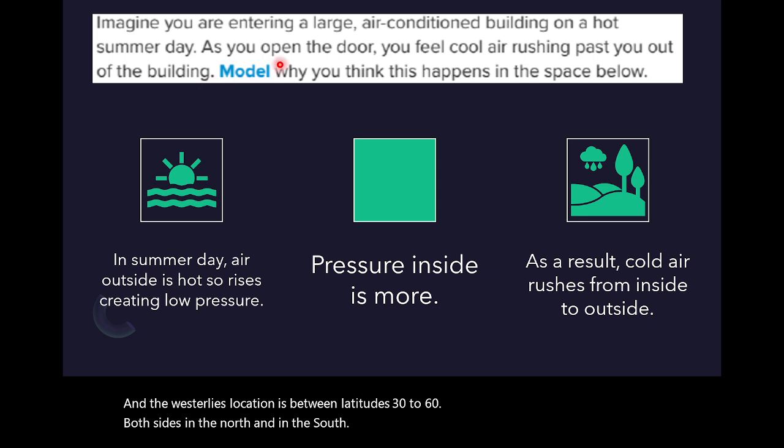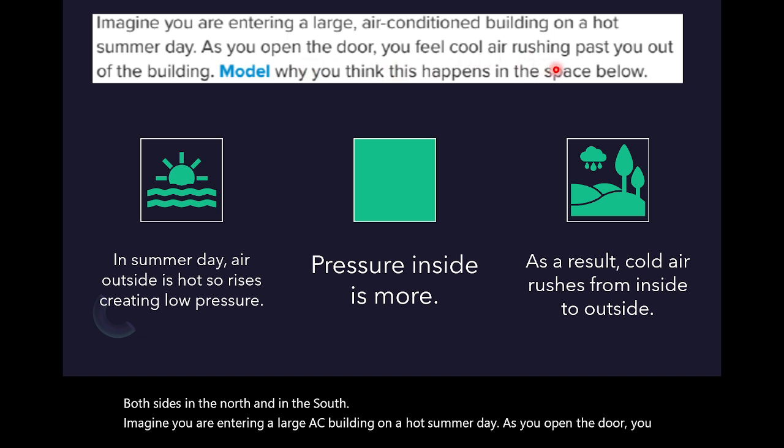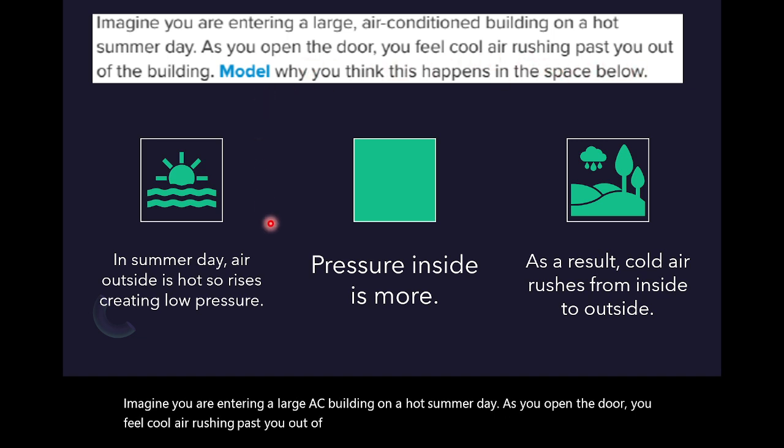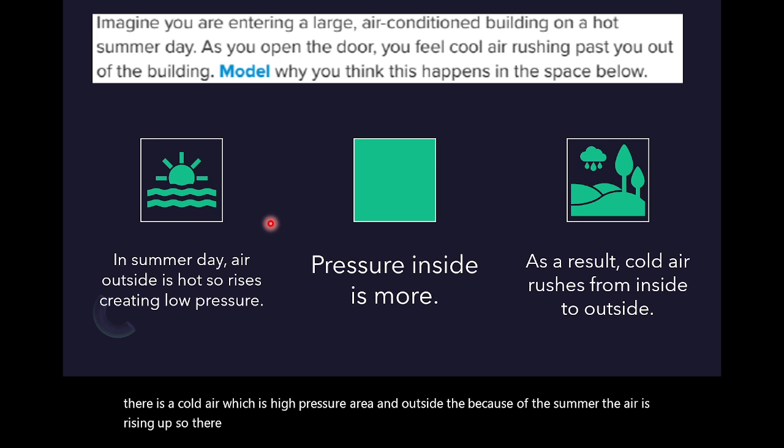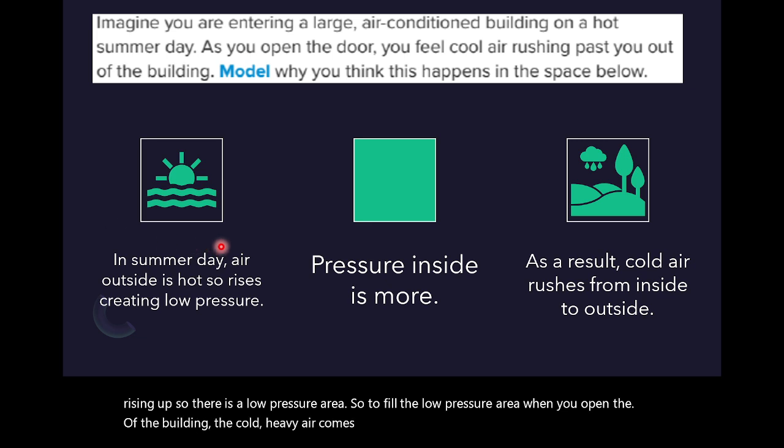Imagine you are entering a large AC building on a hot summer day. As you open the door, you feel cool air rushing past you out of the building. Why is this happening? Inside the building there is cold air, which is a high pressure area, and outside, because of the summer, the air is rising up, so there is a low pressure area. To fill the low pressure area, when you open the door of the building, the cold heavy air comes out.